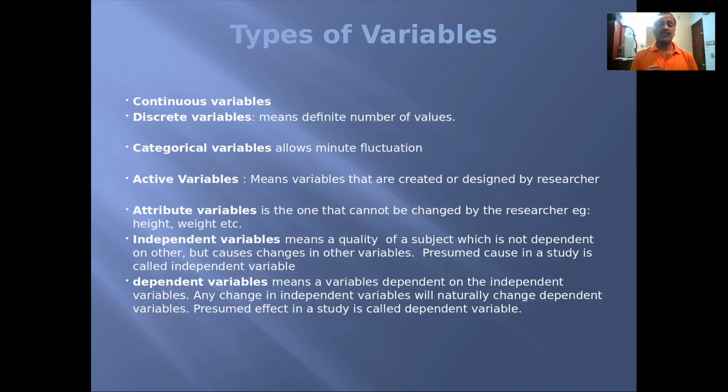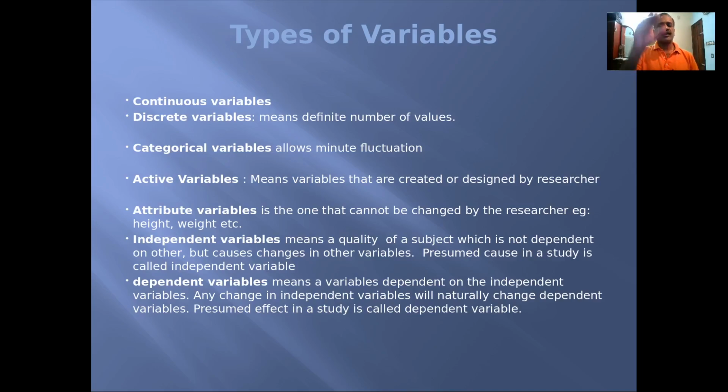Now what is an attribute variable? It is one that cannot be changed by the researcher. So those types of variables which cannot be changed or altered by the researcher we call attribute variables. For example, a person's height: we cannot reduce or increase the height of a person by cutting the leg or head, etc. So this is an attribute variable. Weight of a person, intelligence of a person. So all these things are attribute variables. These cannot be changed by the researcher.